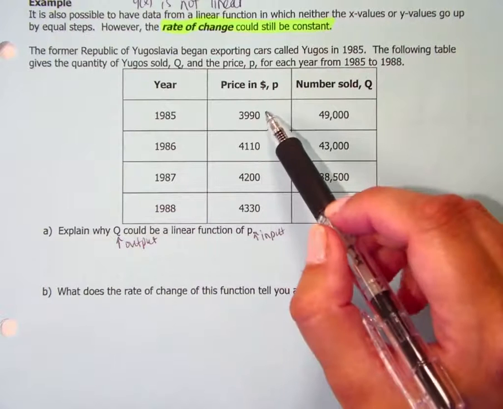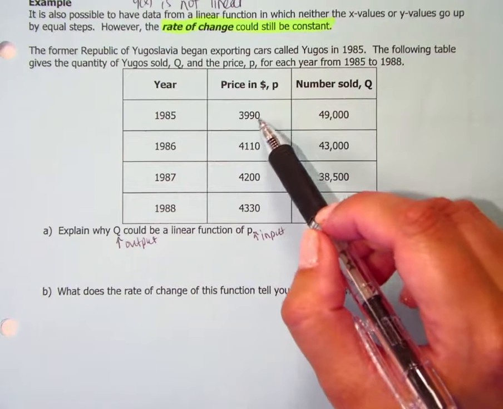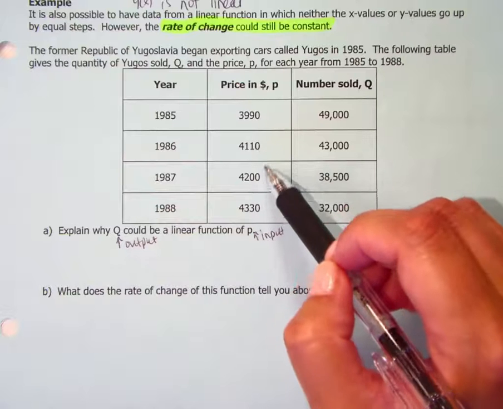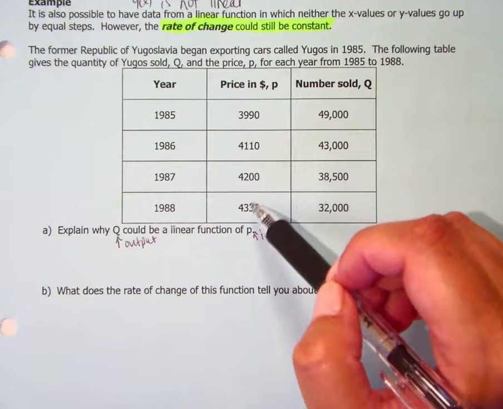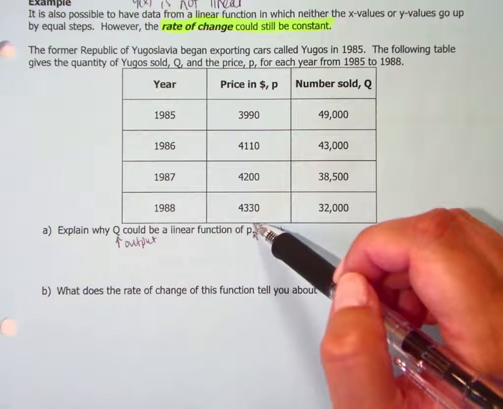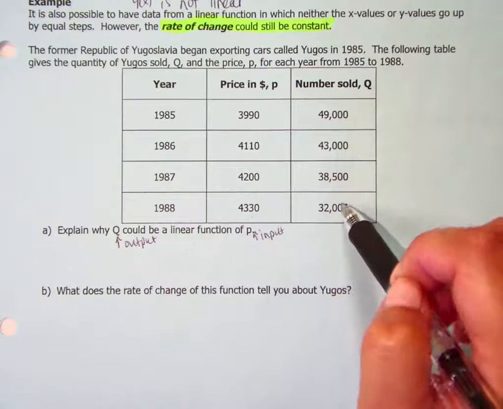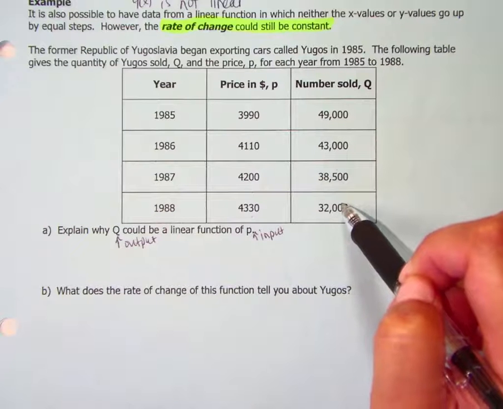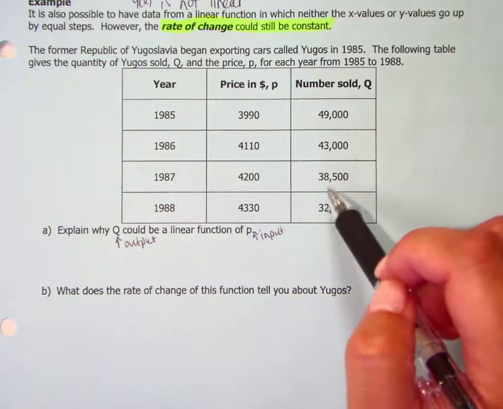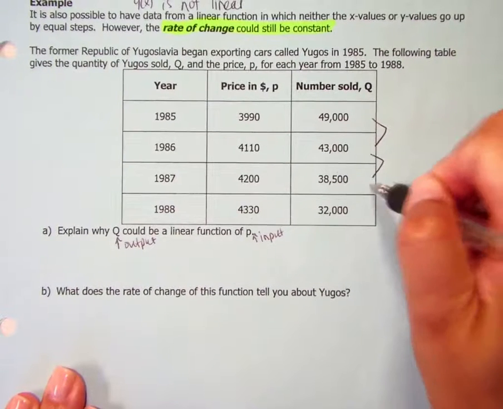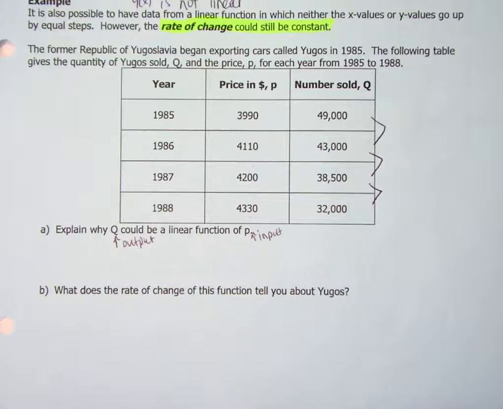If you look at your input, you're increasing by 20, and then 90, and then 130. So your input values are not increasing at the same rate, nor are these values. But that is not what matters. It is the rate of change that matters. So what we have to do is look at the rate of change between each of these pairs of points. Yes, 3 times.